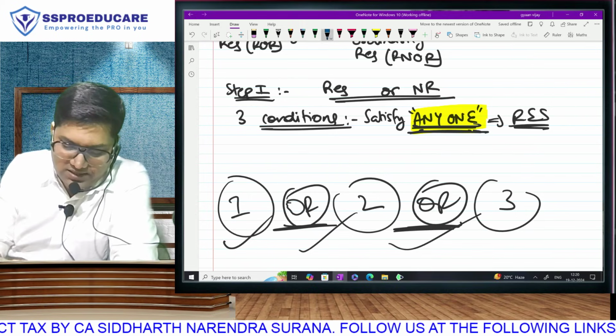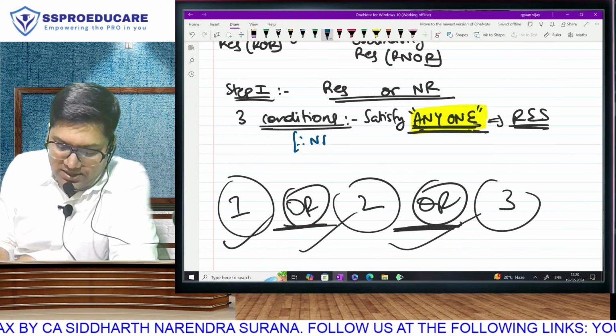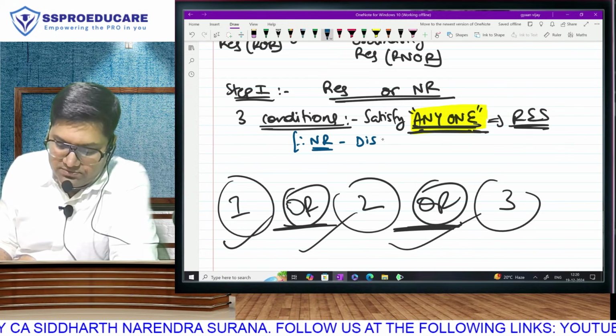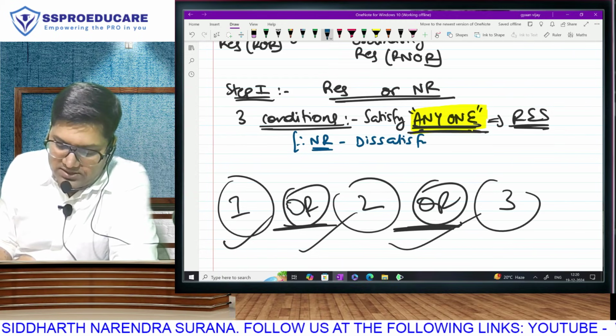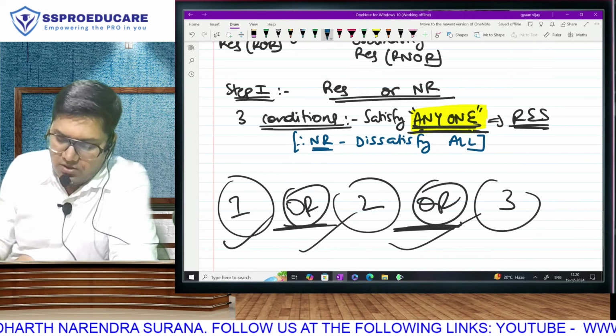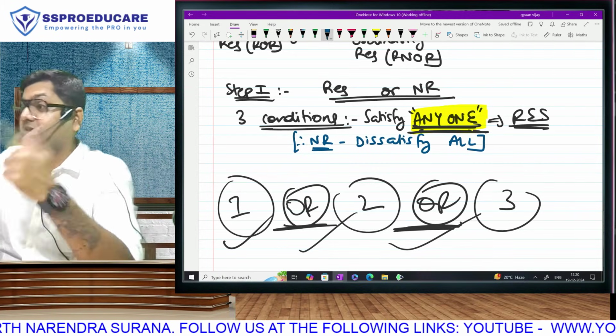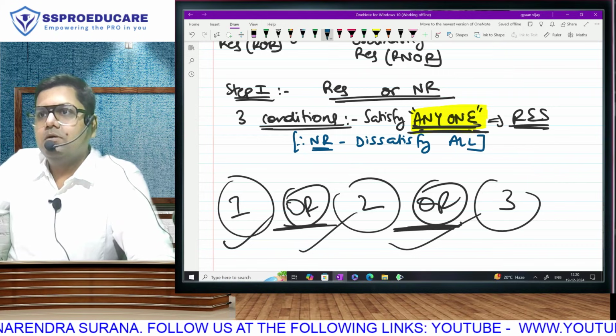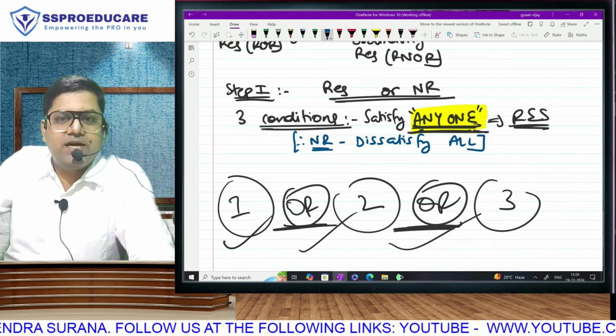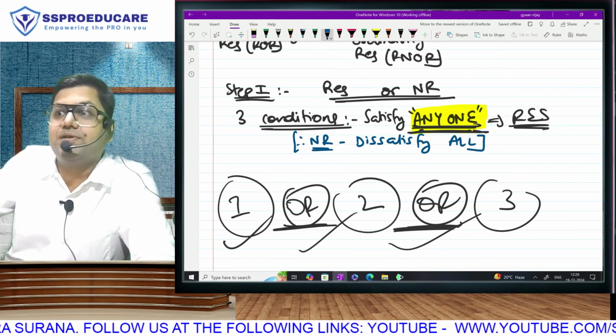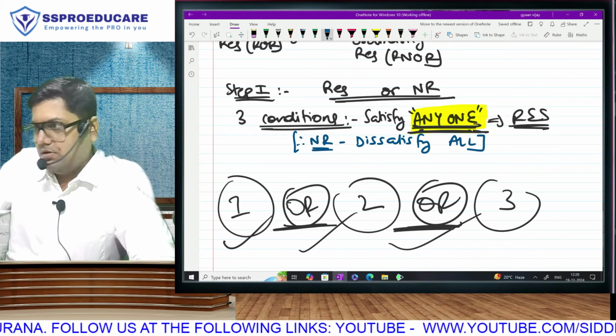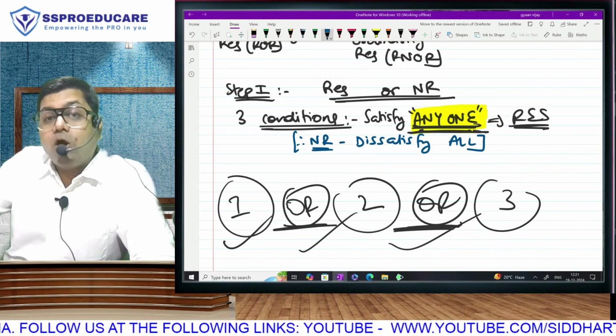And also, do you understand therefore who will be a non-resident? A non-resident is someone who is going to dissatisfy all the conditions. Because if any one is satisfied, you will become a resident. So to become a non-resident, you will have to dissatisfy condition 1 or 2 or 3, all of them. Is this clear?